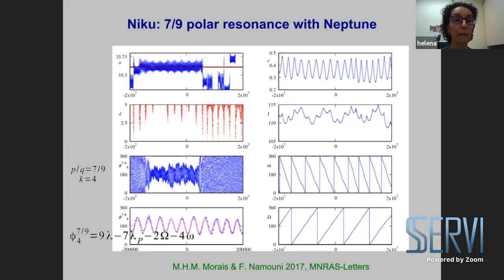Okay, so Nico is in the 7 to 9 polar resonance with Neptune. The resonant argument corresponds to k equals 4. It stays in this resonance for a while, for some million years. This is just a simulation. The next slide, please.